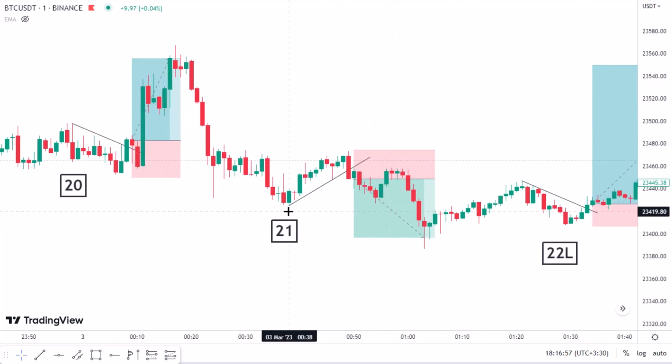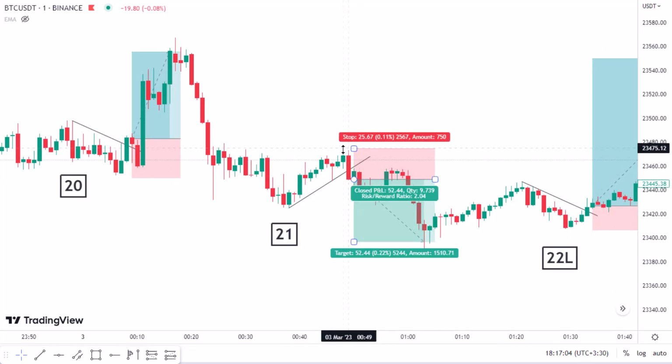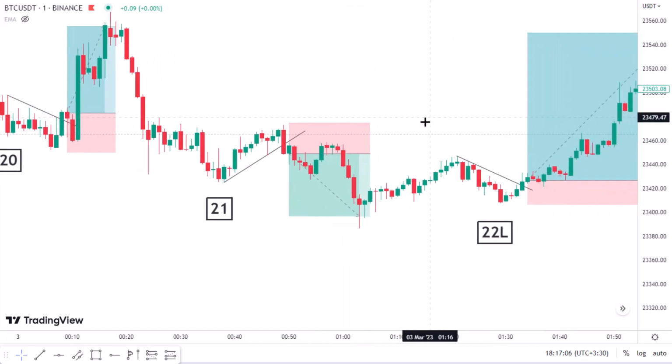On trade 21, we have a trend line with 2 touches. On the third time it breaks it with this red candle, we enter the sell position, put our stop loss above the candle, and it gives us a reward of 2.